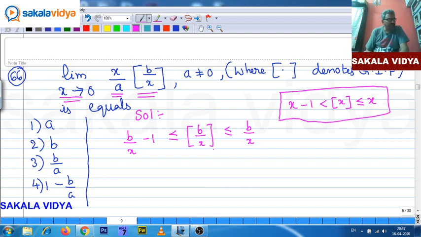As for the definition of the step function, the range of sin x is minus 1 comma 1, whereas the range of sin square x is 0 to 1. Yes, that is correct.